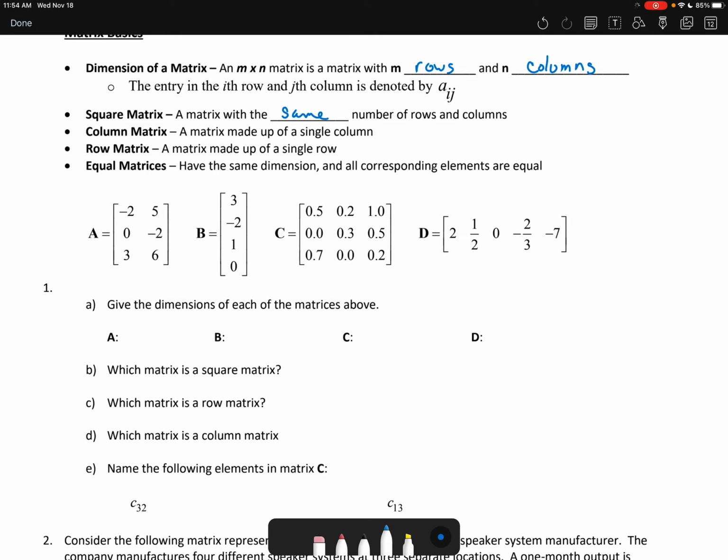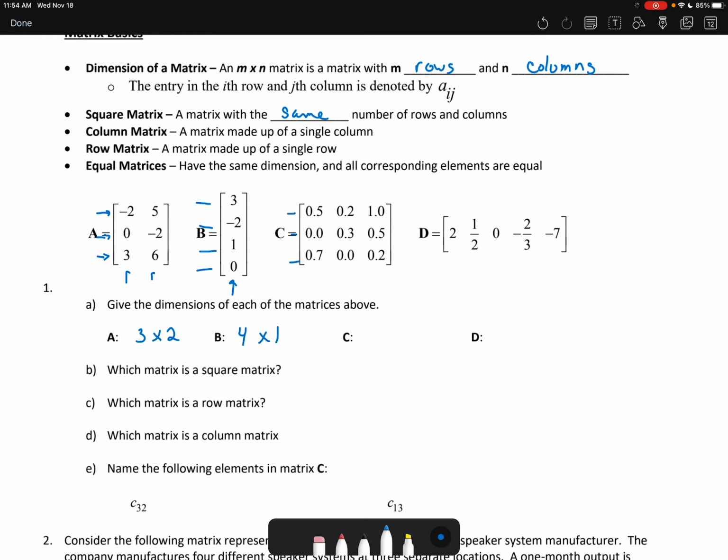So I've listed 4 different matrices, and we want to practice some of these definitions on them. So the first question says to give the dimension of each of the matrices above. So again, we have to make sure we say it in the order of rows by columns. In A, we have 1, 2, 3 rows and 1, 2 columns. So this is a 3 by 2. In B, we have 1, 2, 3, 4 rows and only a single column. So 4 by 1.